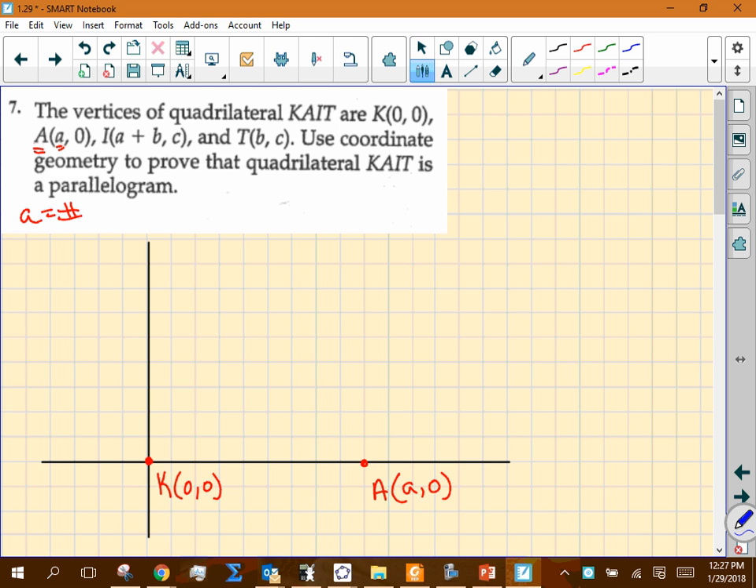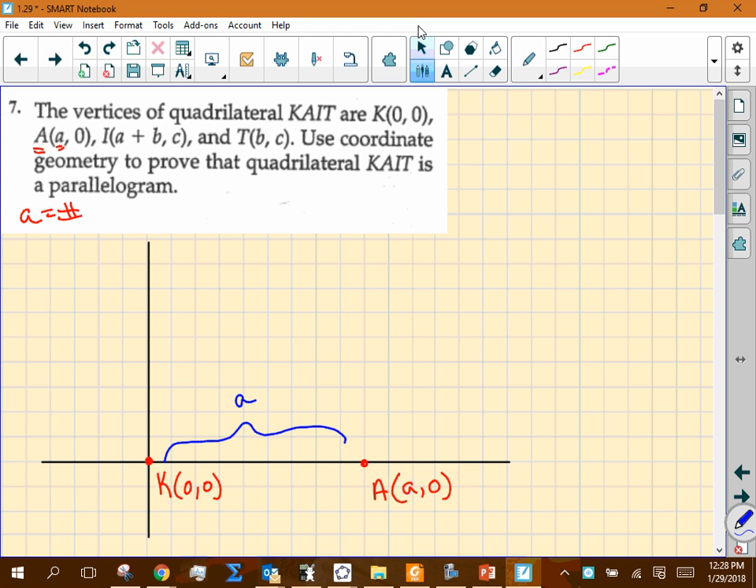So this length here, all these braces, that length a is what we're talking about, okay? Could be 3 units, could be 5 units. For instance, if a was 5, wouldn't that distance from K to A be 5? Is everybody all right with that? Okay.